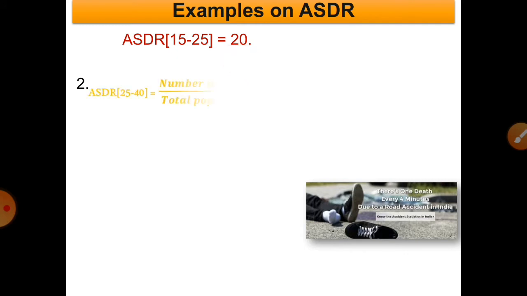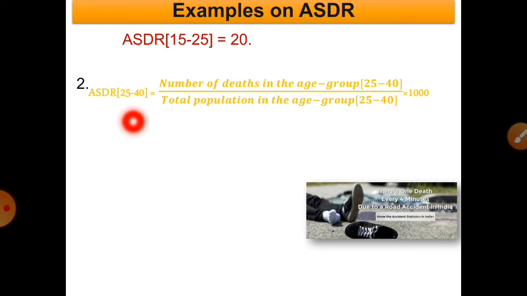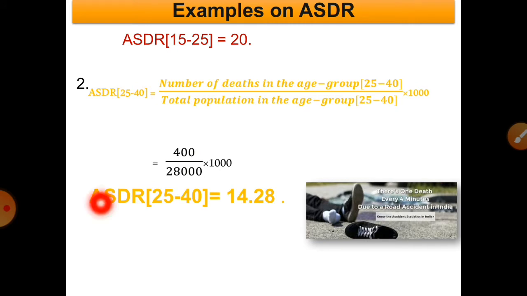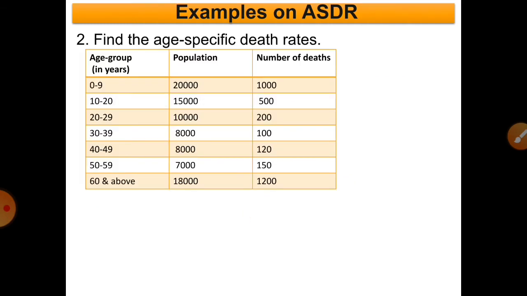So let us solve the second question. Here we have to find out ASDR for the age group 25 to 40. As we know the formula, number of deaths in the age group 25 to 40 divided by total population in the age group 25 to 40 into 1000. Now substitute the values. Number of deaths in the age group 25 to 40 is 400, divided by total population in the age group 25 to 40, which is 28,000, into 1000. So ASDR for the age group 25 to 40 is 14.28.